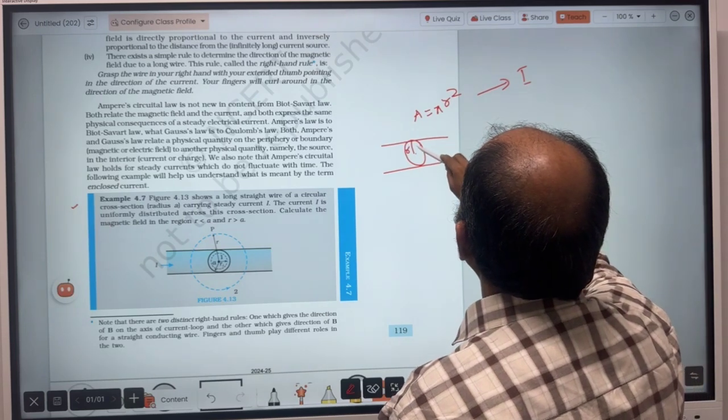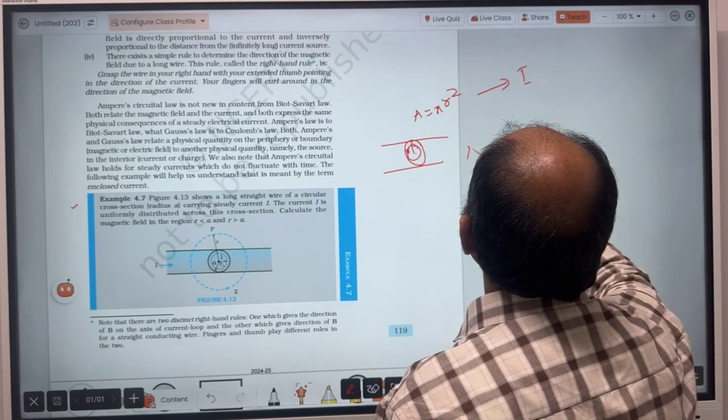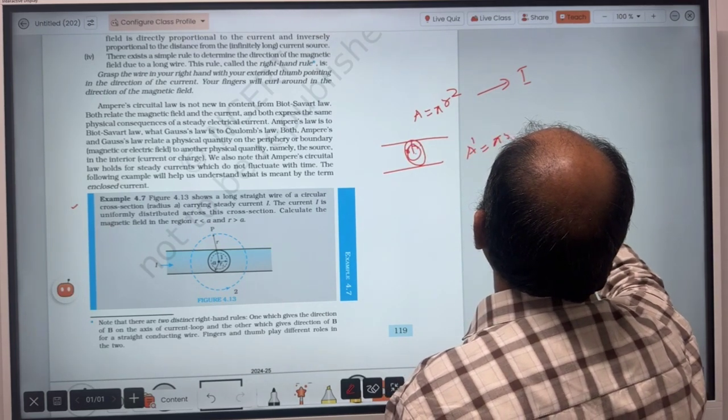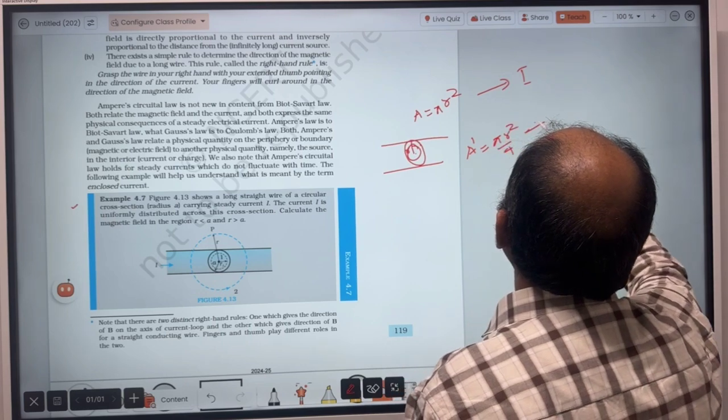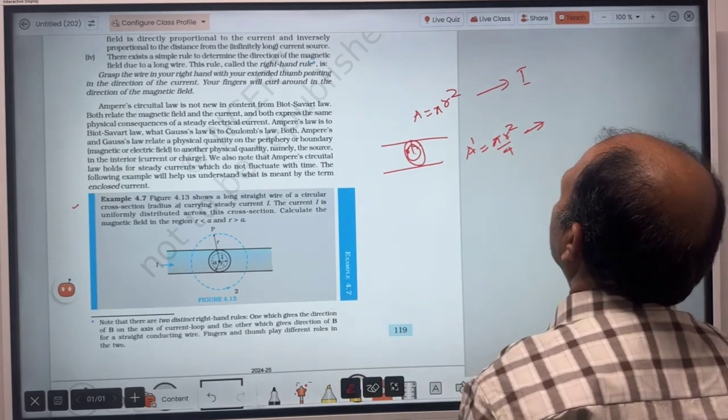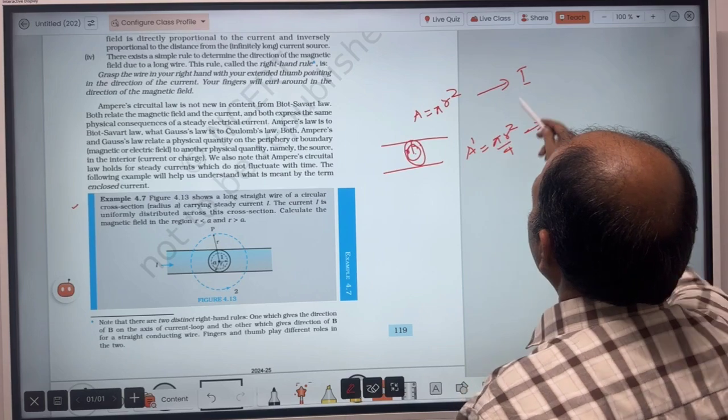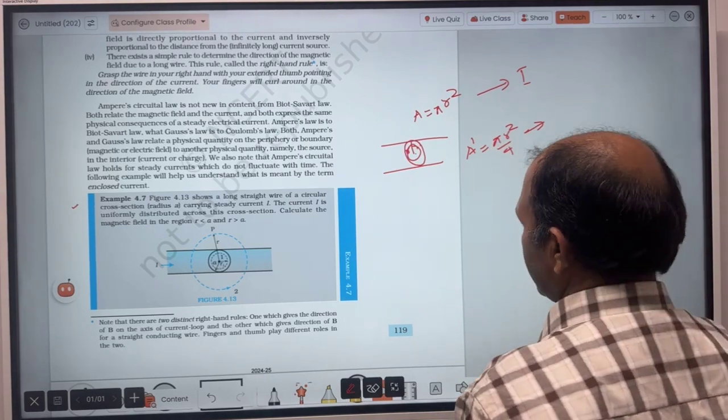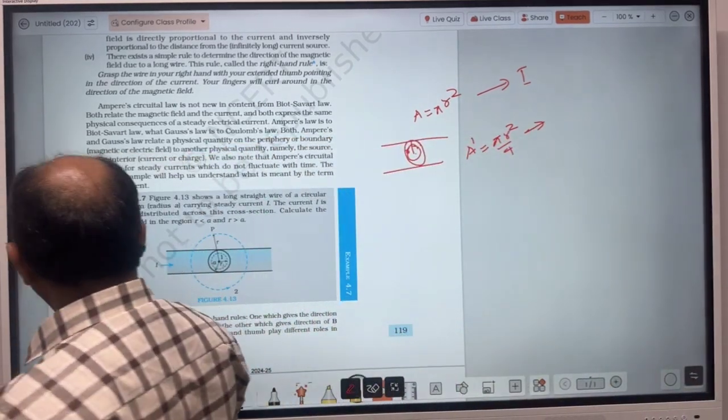But suppose you just consider half of it. Suppose you make the area pi r square by 4. Then the current will also decrease correspondingly. So you can apply the unitary rule that we are going to discuss soon.